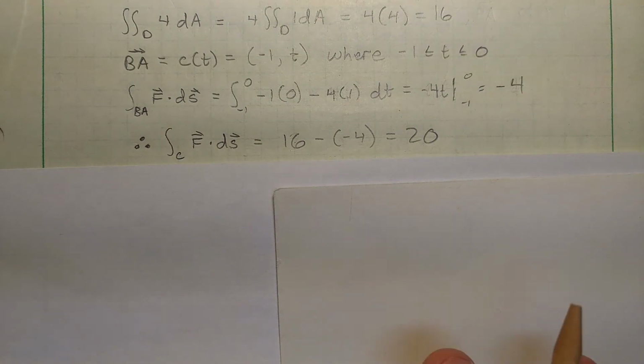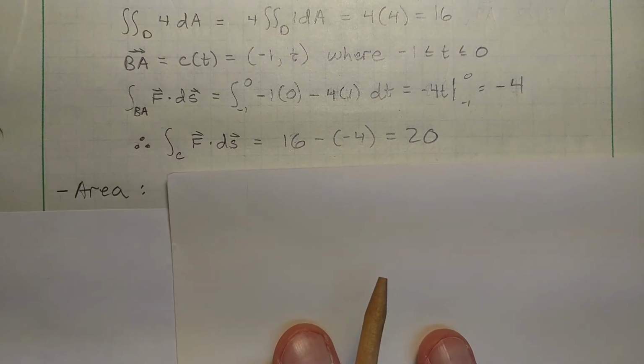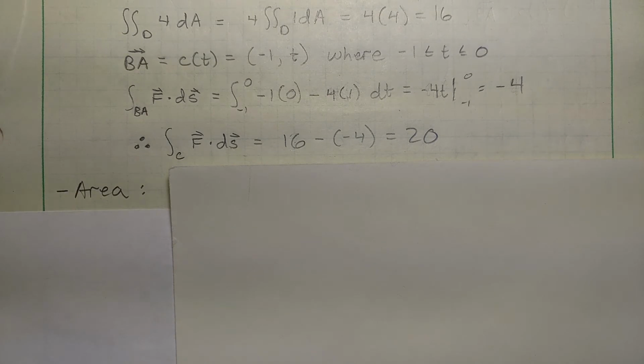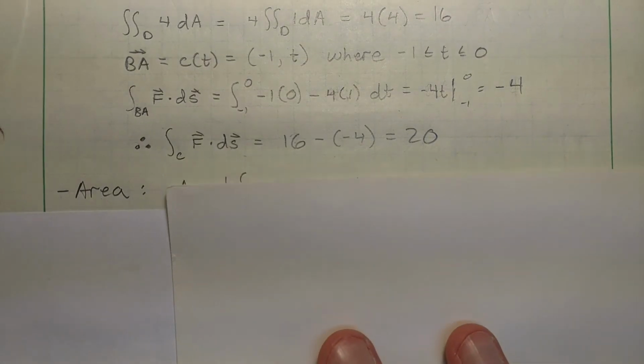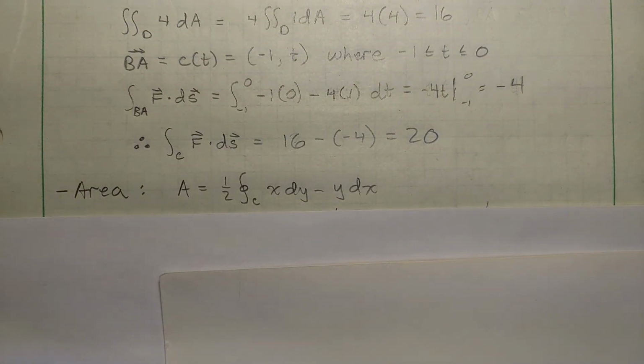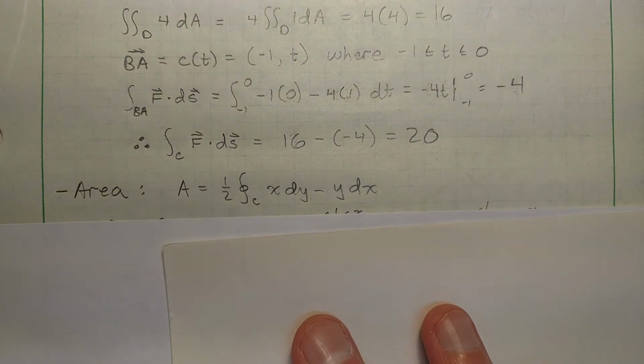Okay, now let's look at another situation. Let's look at area. When looking at area, we're given this equation, which is a special application of Green's theorem. The area that's contained within a closed curve C is going to be 1/2 times the integral over that closed curve C of x dy minus y dx.